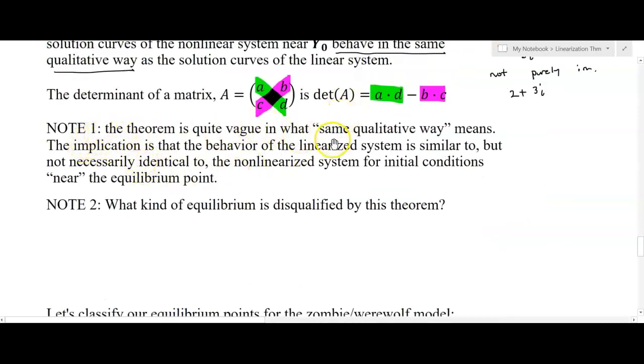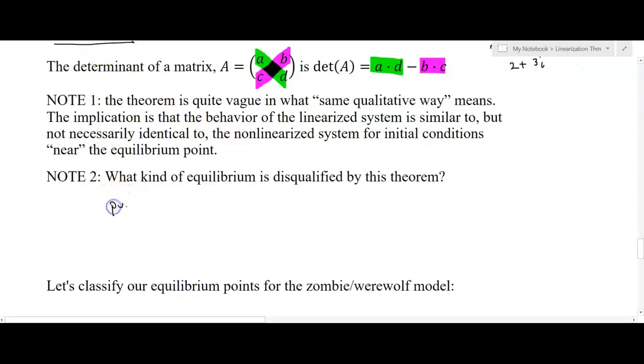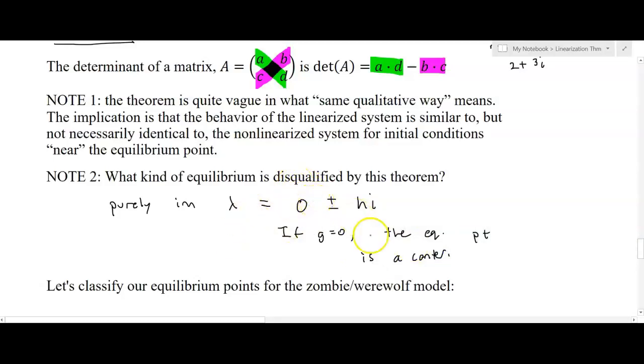So note 1, the theorem is quite vague in what same qualitative way means. The implication is that the behavior of the linearized system is similar to, but not necessarily identical to, the nonlinear system for initial conditions near the equilibrium point. And then the second kind of question that we want to ask is, what kind of equilibrium is disqualified by this theorem? Well, if you get a purely imaginary eigenvalue, that means that you're going to have 0 plus or minus hi. And if h is 0, then you get a center. If h equals 0, the equilibrium point is a center. Now, just because you get a 0 real part doesn't mean it can't be a center. It just means that if you get a 0 real part, the theorem cannot promise you anything.